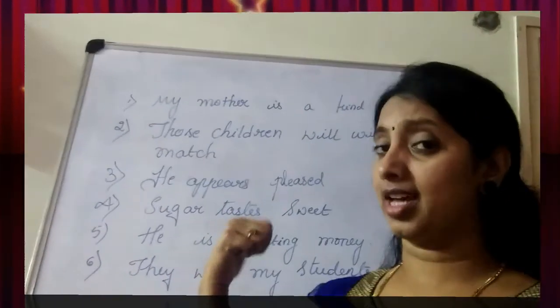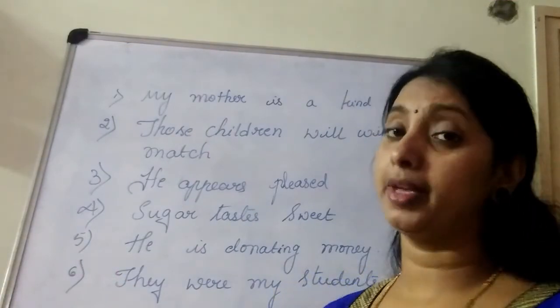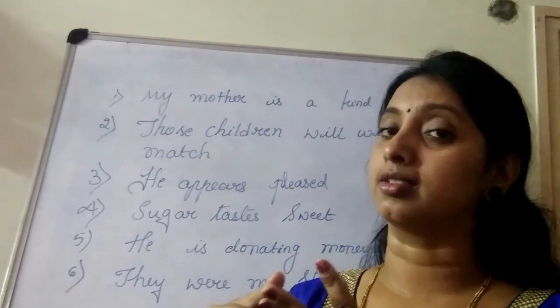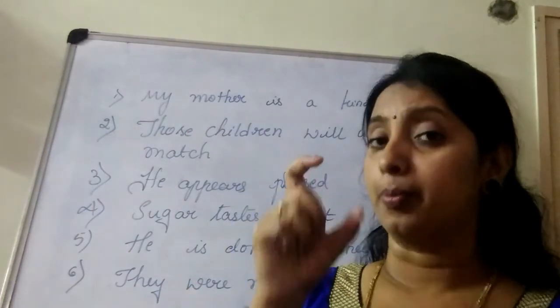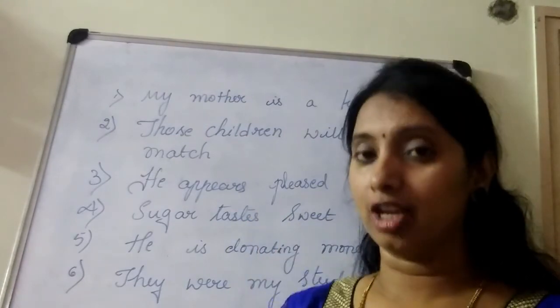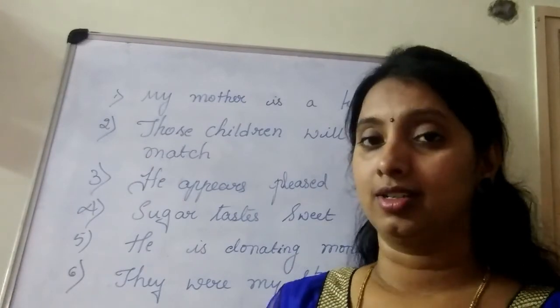Now here is a task for you. I have given you 6 sentences by mixing subject, verb, object and subject, verb, complement sentences. Now pause the video for some time and then try to answer by yourself and then check whether your answers are correct and you are successful or not. Shall we see the answers now?